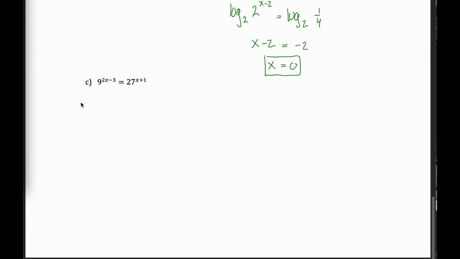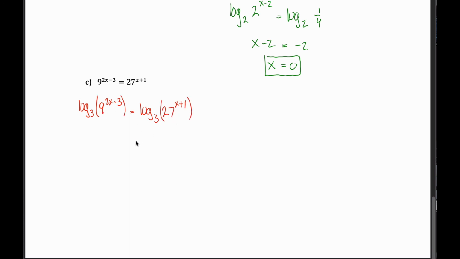But I think what will make this clean up the nicest is taking the log base 3 of both sides of the equation. And that's because 3 raised to the second power is 9 and 3 to the third power is 27. So it's going to simplify really nicely. What I'm saying is if 9 to the 2x minus 3 equals 27 to the x plus 1, then the log base 3 of 9 to the 2x minus 3 must be equal to the log base 3 of 27 to the x plus 1 power.